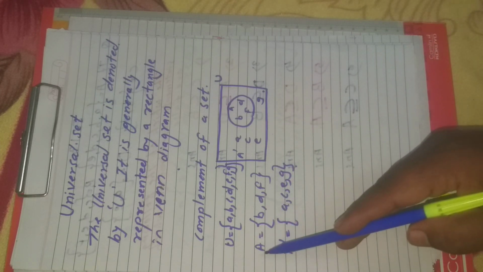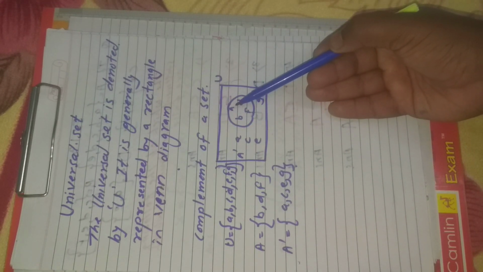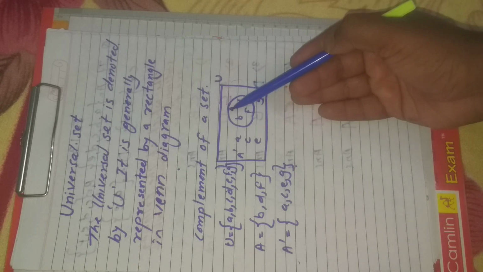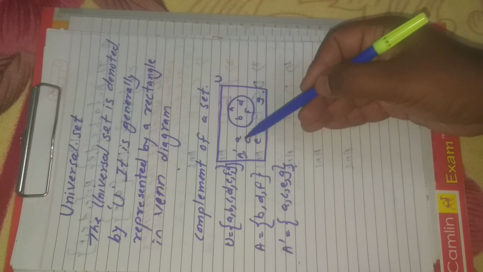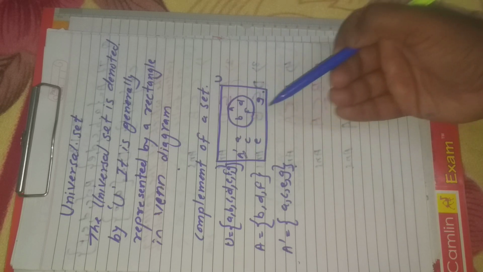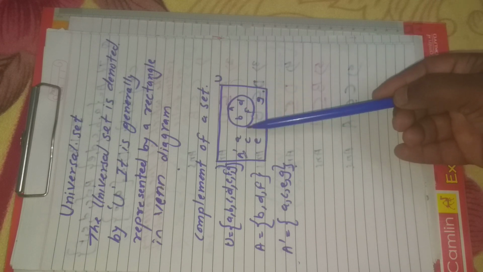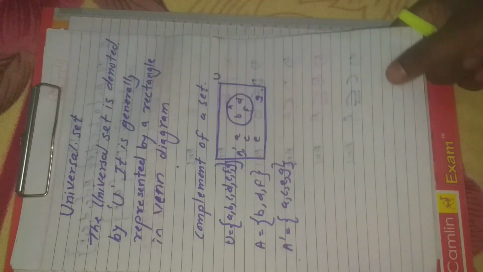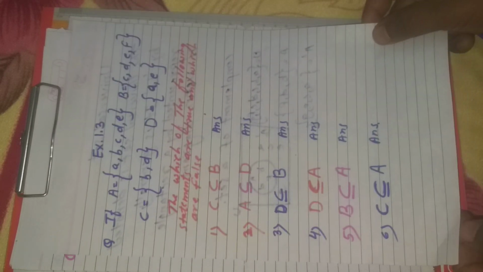Keep in mind, both sets are inside the universal set, and this circle A contains only B, D, F. The elements outside the circle are also inside the universal set. They are complements of each other. Complement means A contains B, D, F and A dash contains A, E, C and G. Now dear students, we will move ahead with our exercise number 1.3.